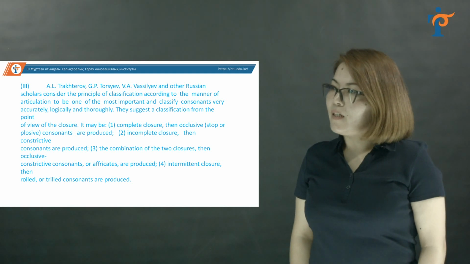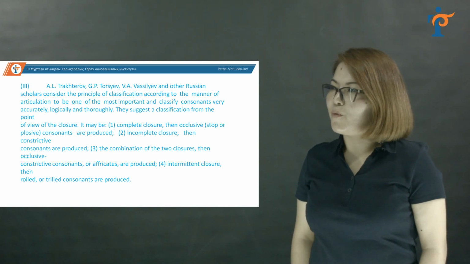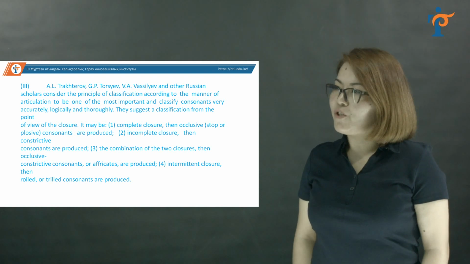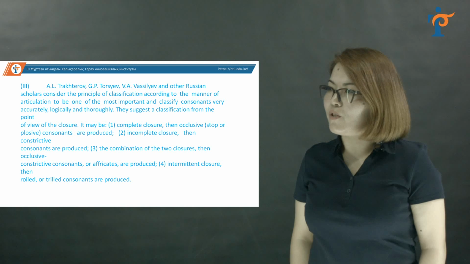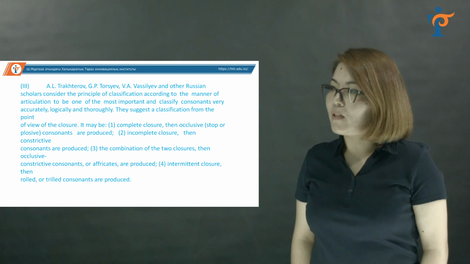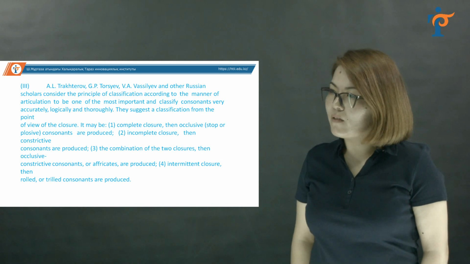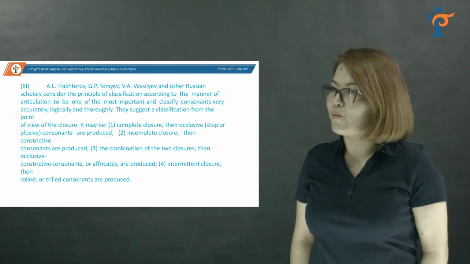Trnka, Torsuyev, Vasilyev, and other Russian scholars consider the principle of classification according to the manner of articulation to be one of the most important, and classify consonants very accurately, logically, and thoroughly. They suggest a classification from the point of view of the closure. It may be complete closure, then occlusive or stop consonants are produced; incomplete closure, then constrictive consonants are produced; and a combination of the two closures, then occlusive-constrictive consonants or affricates are produced. Intermittent closure, then rolled or trilled consonants are produced.